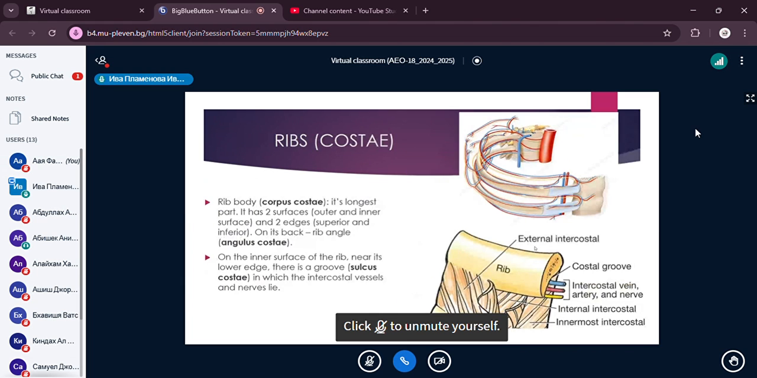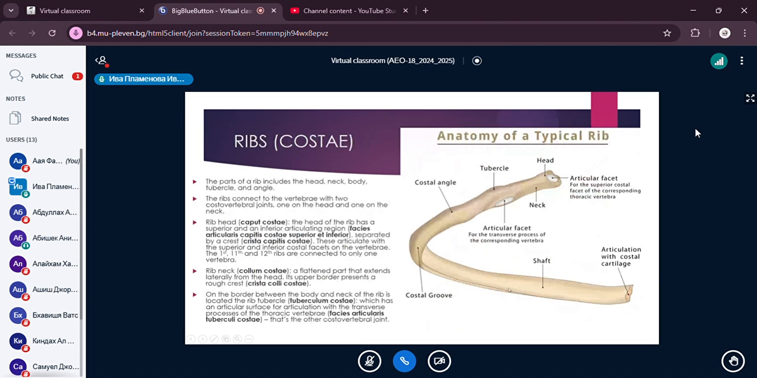About the body, or corpus costae. We can say that the body has two surfaces, outer and inner, and two margins or edges, superior and inferior. On its back, we can see angulus costae, or costal angle, here. So that's the outer surface of the rib. Here is the inner surface of the rib body.